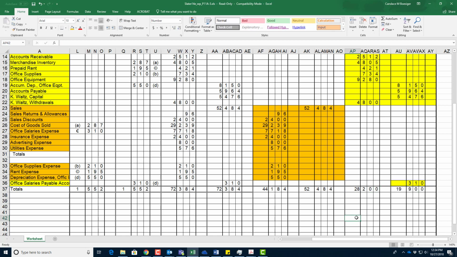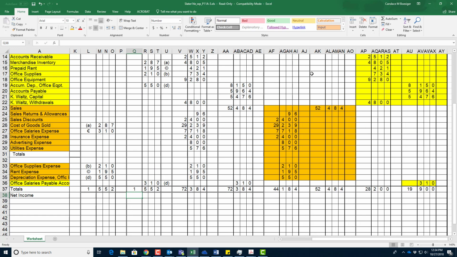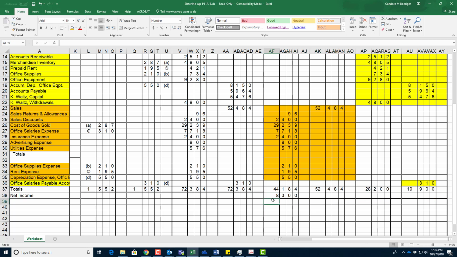Okay, so these aren't supposed to total yet. I'm missing a line. I'm missing a net income. So now I go over here and I say, okay, I had revenues and I had expenses. So my net income is a nice even $8,300. I got that by taking 52,484 minus 44,184, and then I just stick it in whatever column I need to in order to make this balance.